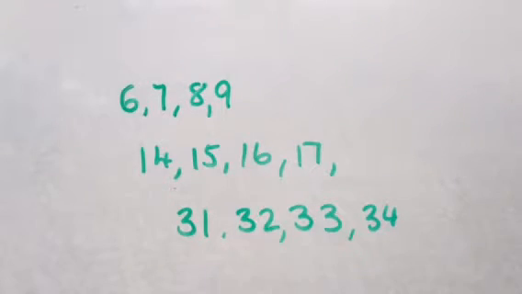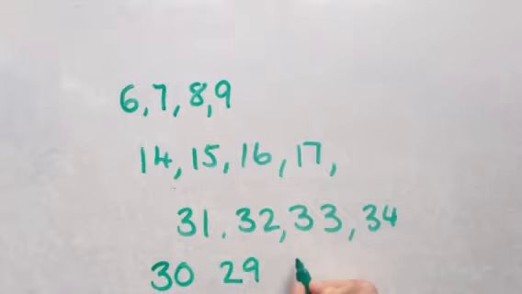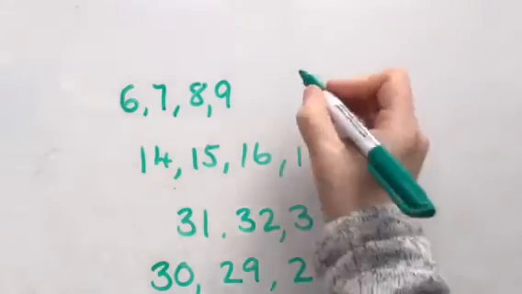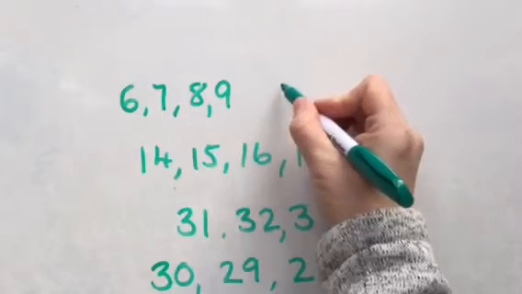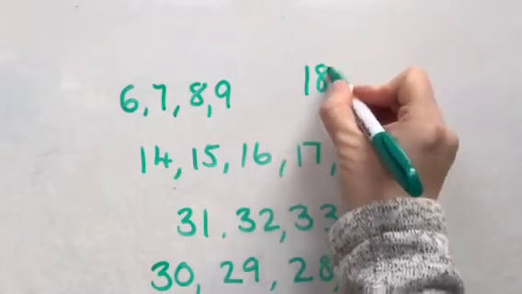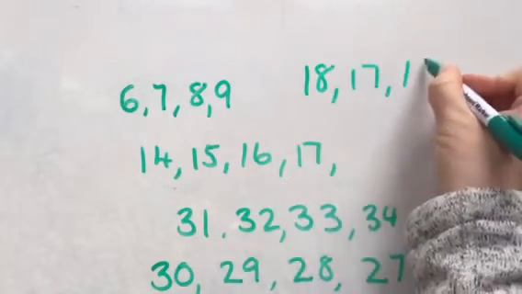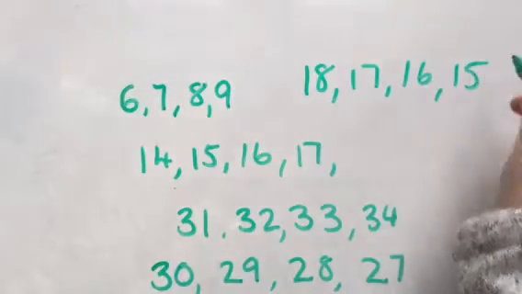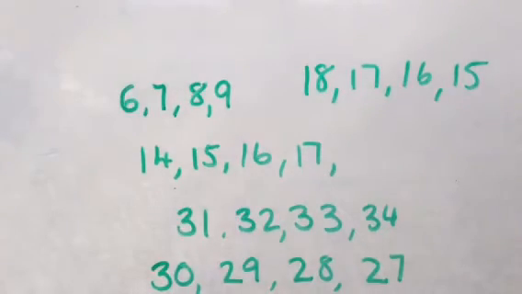Get them doing it backwards as well. Very important. What goes up must come back down. So you could get them starting at 30, 29, 28, 27, and so on. You could get them doing 18, 17, 16, 15, and so on.